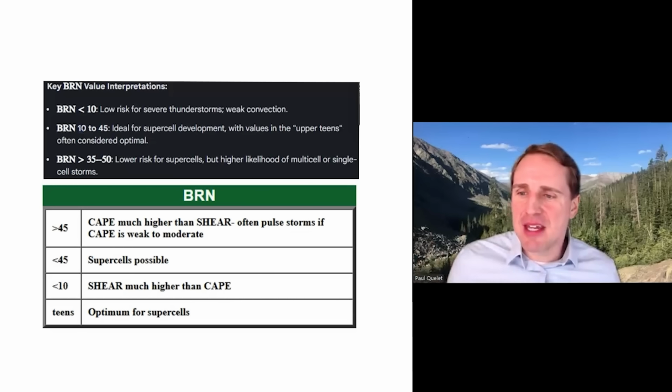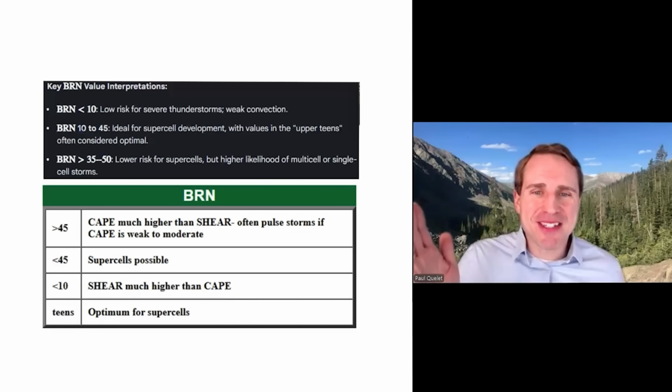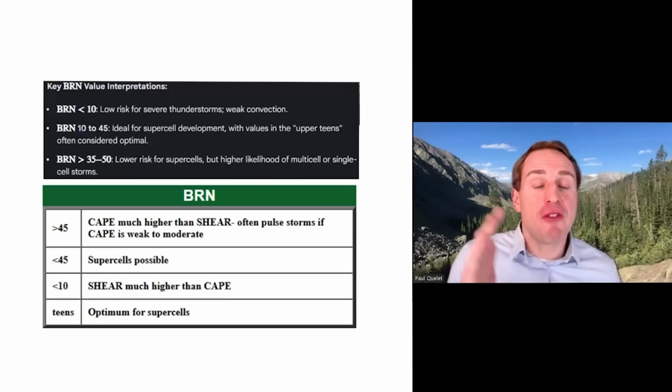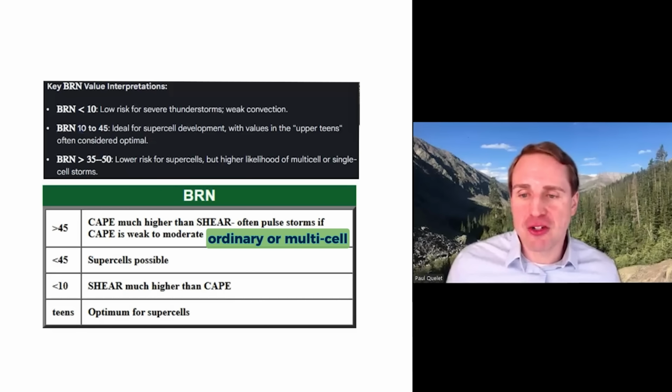Not much buoyancy, so we're going to have low risk for severe thunderstorms and weak convection because we have very low buoyancy. That would be low CAPE. Notice if the bulk Richardson number is very large, that means the buoyancy dominates over the shear. We don't have very much vertical wind shear. We're more so favoring ordinary convection or maybe multicellular convection.